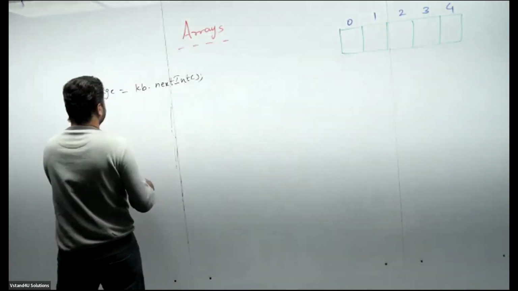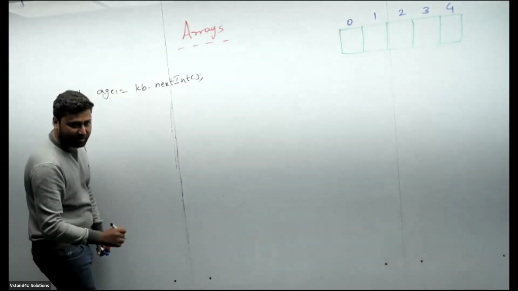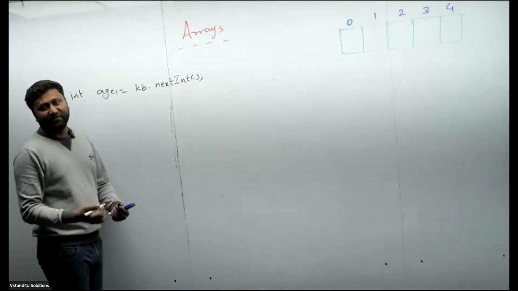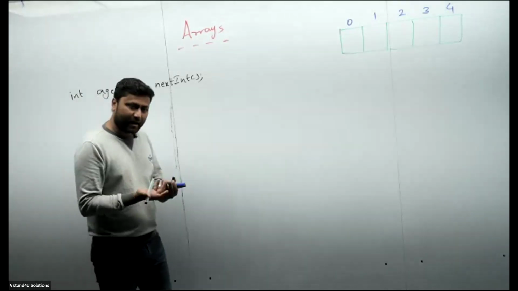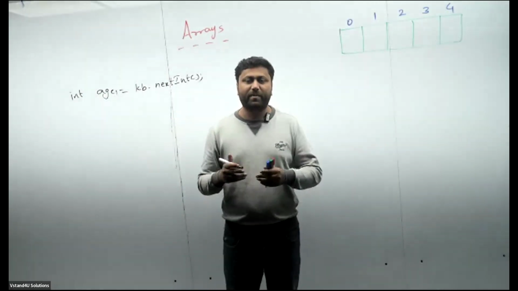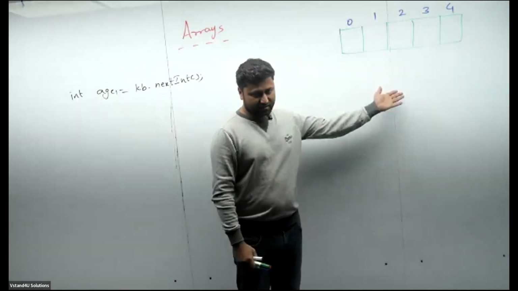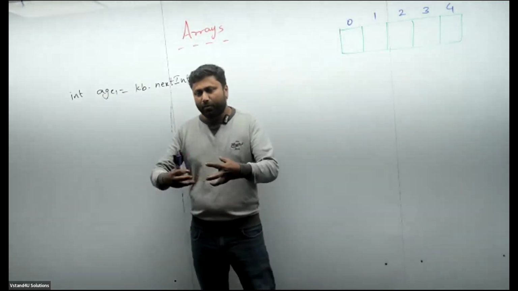Are we going to say age1, age2, age3, age4, age5, age500? Then it is very difficult to remember, right? And so many variables need to be created. Rather than this, one thing we can do, we can create an array, a group of similar data.